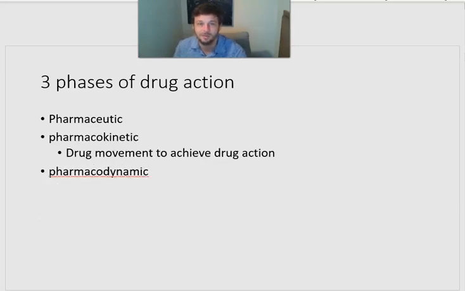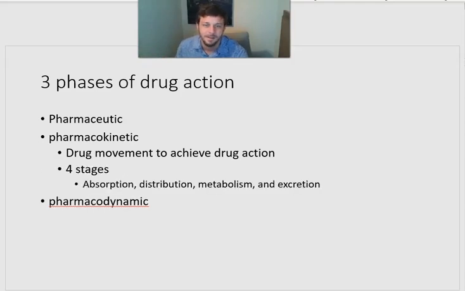The next group is pharmacokinetics. So the movement of this drug. How does it get processed through your body? There are 4 stages of pharmacokinetics. You have absorption, distribution, metabolism, and excretion.